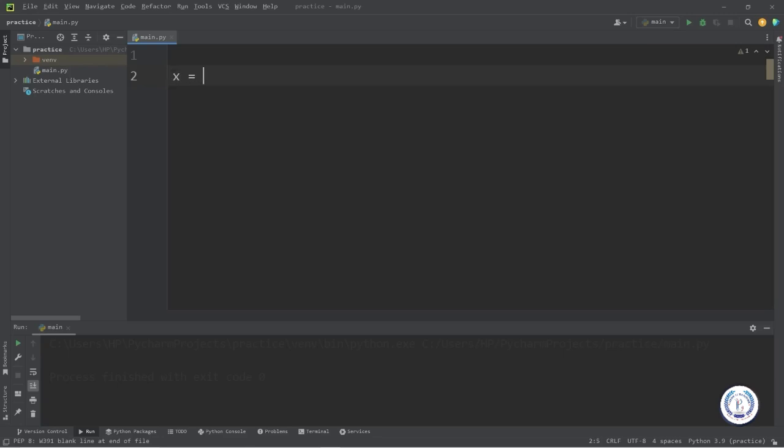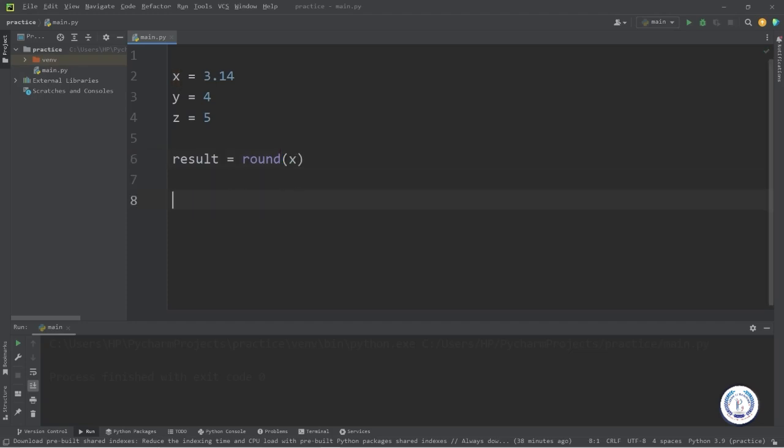Suppose we have 3 variables, x equals 3.14, y equals 4, z equals 5. It doesn't matter if these are floating point numbers or whole integers. The first is the round function. We have a variable named result. I'm going to round x. So there is a built-in round function. After the set of parentheses, we can add some value or variable to be rounded. So we will round x to the nearest whole integer, then print the result. So our result is 3. So that's the round function.